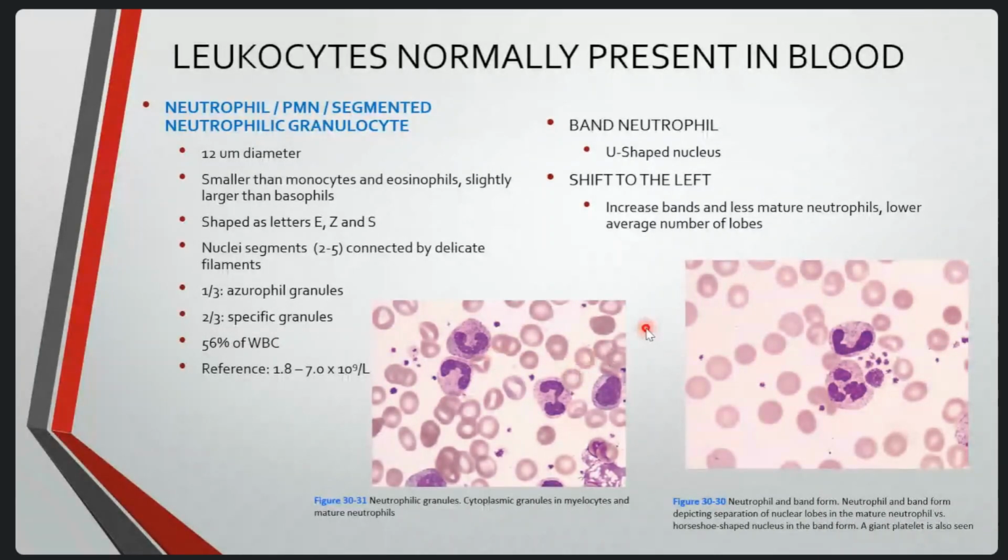We also have here the band neutrophils, when the chromatin is U-shaped. There is no fine chromatin that differentiates it from the other nuclear segments. When there is an increase in the number of band neutrophils in comparison to the number of mature neutrophils, we consider a shift to the left, which can be an infectious process or a myeloproliferative process.